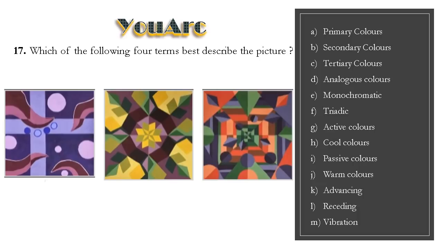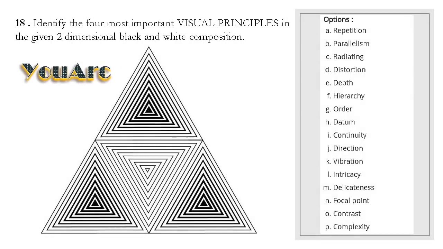So we are discussing a very important question for NATA, which is to identify the four most important visual principles out of this 2D composition. It is a 16-mark question in our NATA. Let's check the options. Repetition, yes, repetition is there. Number of lines are repeated here.